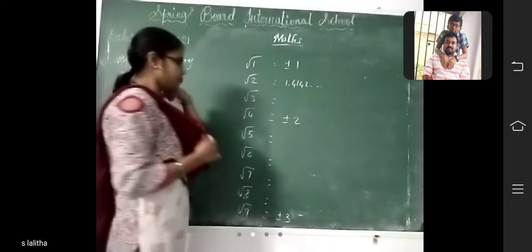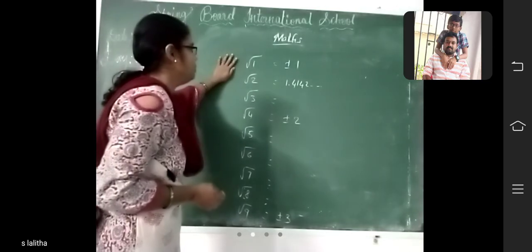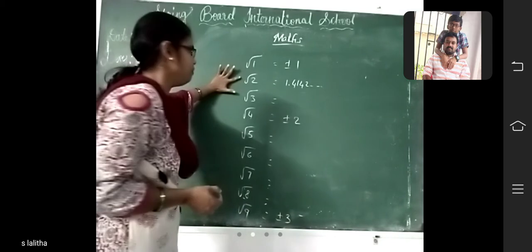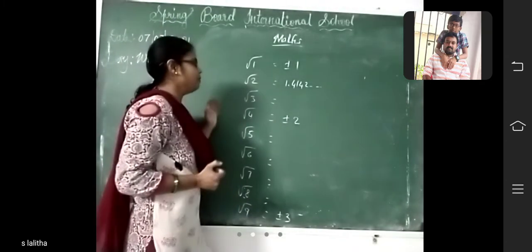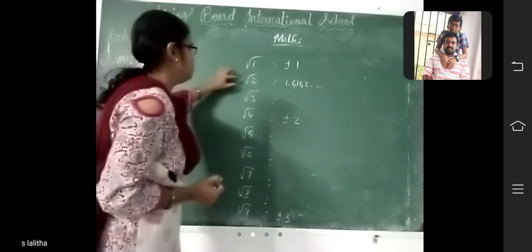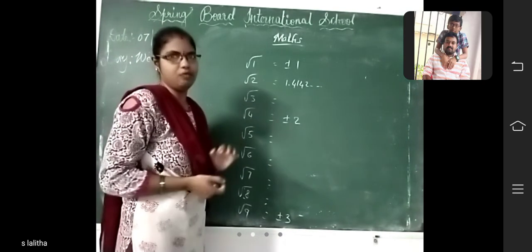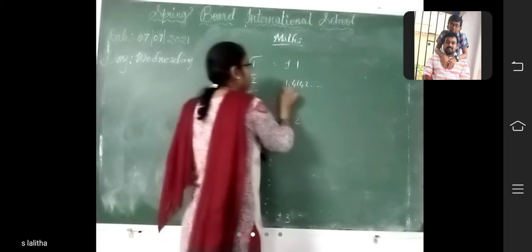So from root 1 to root 9, which values do we know? Root 1 value, and root 2 value we have now learned. And next root 4 value and root 9 value. Now in the 9th class, what we have to learn is the root 2, root 3, root 5, root 6 and root 7 values. We have to find them. Today we learned about the root 2 value.